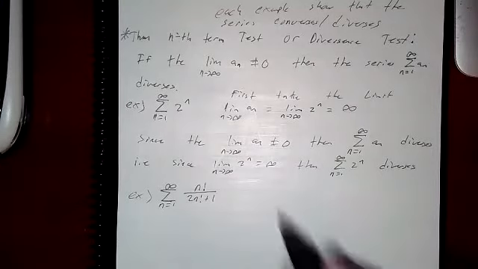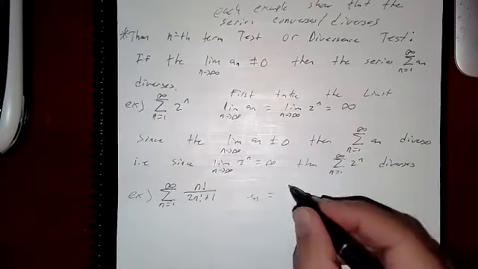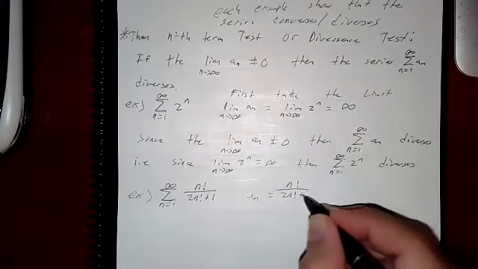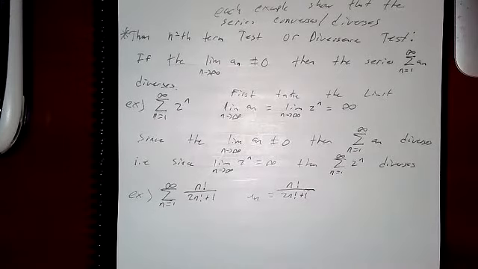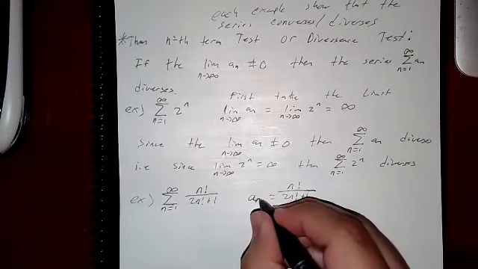So first step, write down what a sub n is. What is the sequence? What is this first symbol before the equal? N? What N? It's a sub n. A sub n. Thank you.